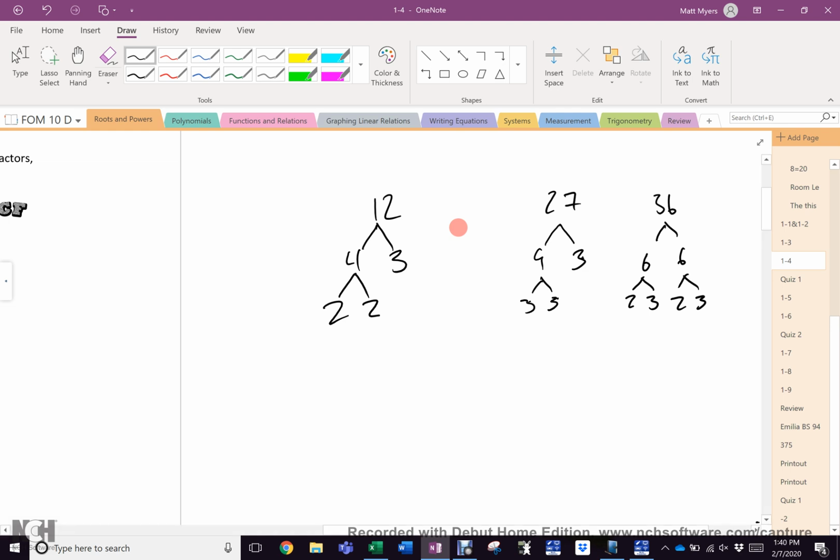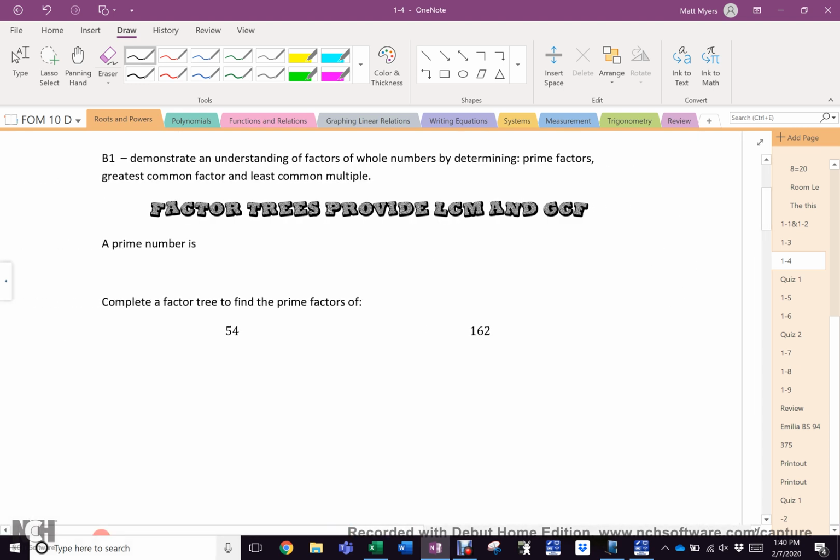Well, here we are 4 or 5 years later, and we're going to take this thing that you learned 4 or 5 years ago and haven't touched for 4 or 5 years, and now it's going to become very, very important. Now, is that a smart way to teach it? No, of course not. But that's what we're stuck with. So, we are going to use these factor trees to do a whole bunch of stuff in math.